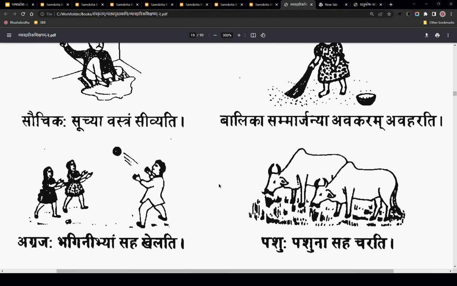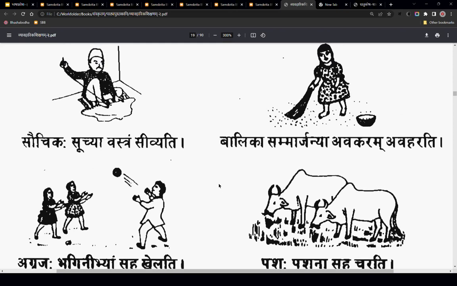बालिका सम्मार्जन्या अवकरम् अवहरति. Avakaram is this dirt. Avaharati, this ava is the upasarga here. Hru dhatu, harati, harataha, haranti.